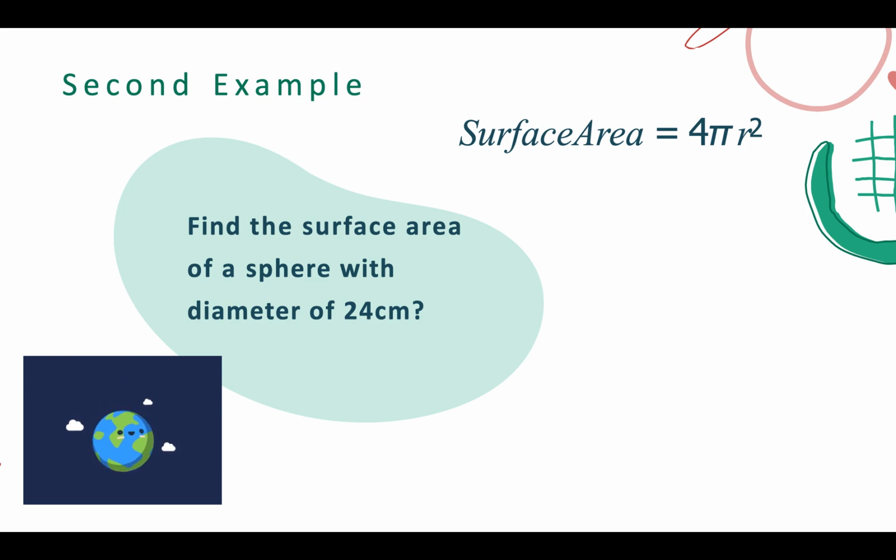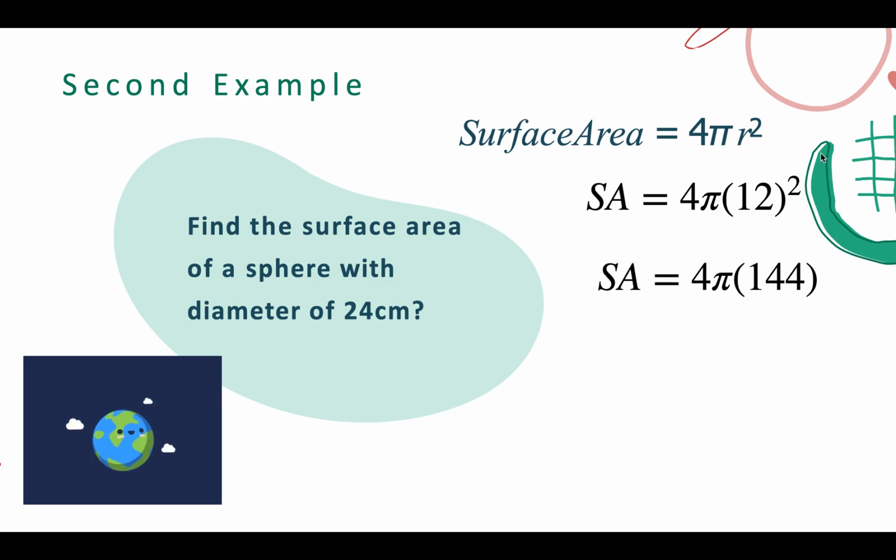So be careful, I'll repeat. When you say radius, that is half of the diameter. So therefore, the radius here will be half of 24, which is 12. So substitute: 4 pi times 12 squared. I'll repeat, why is it 12? Because we are getting half of 24. And then proceed, just square 12. So 12 times 12, the answer is 144. And then multiply it by 4. So 144 times 4, you will have 576 pi centimeters squared.